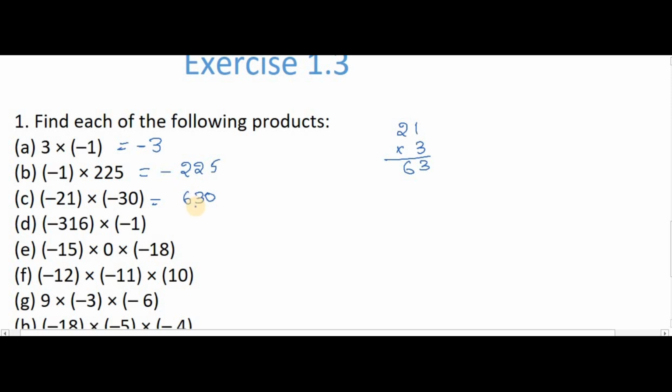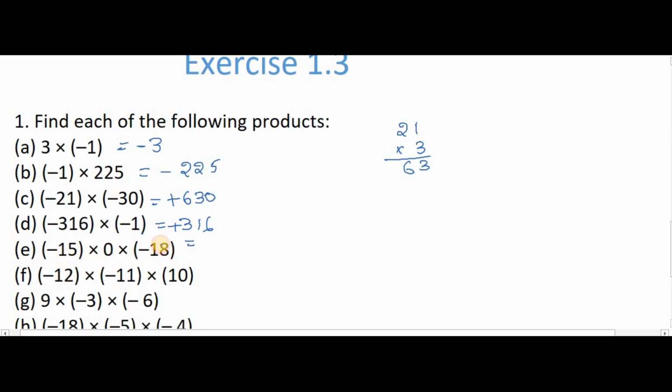This kind of multiplication should be done only if you have tens, like 10, 20, 30, 40. Even for hundreds you should follow this rule. Minus into minus is plus. Now 316 multiplied by 1 is nothing but 316. Here also two minus symbols are there. What will happen? Minus into minus is nothing but plus. For a positive integer, no need to write plus here, you can just leave it.